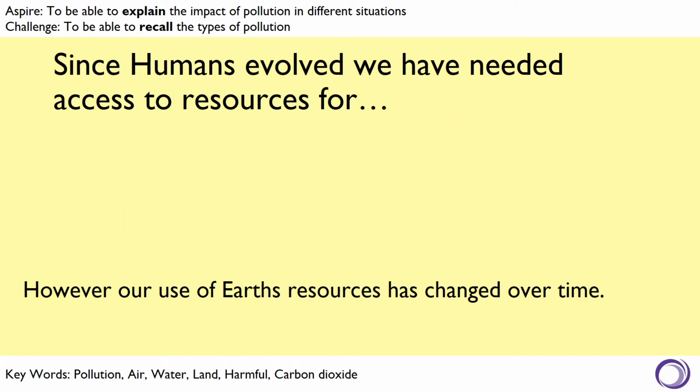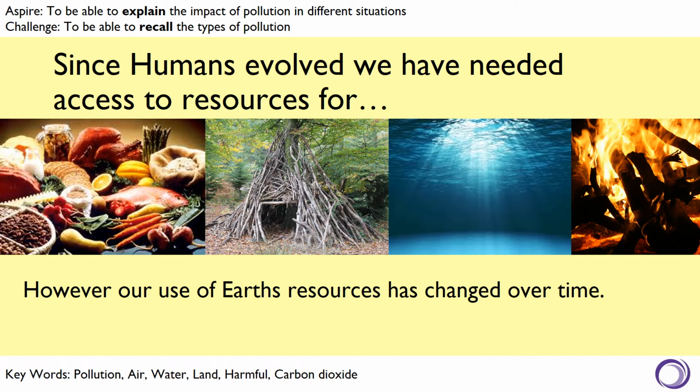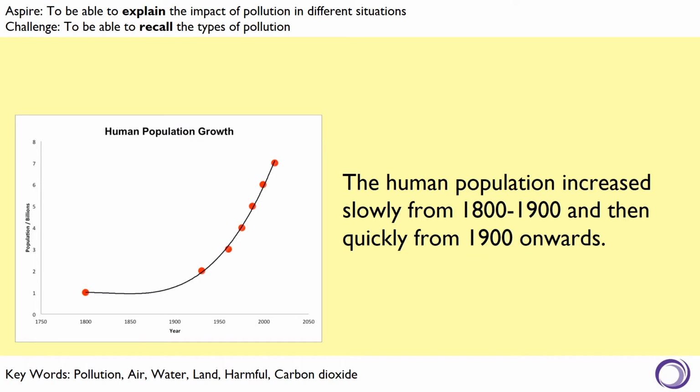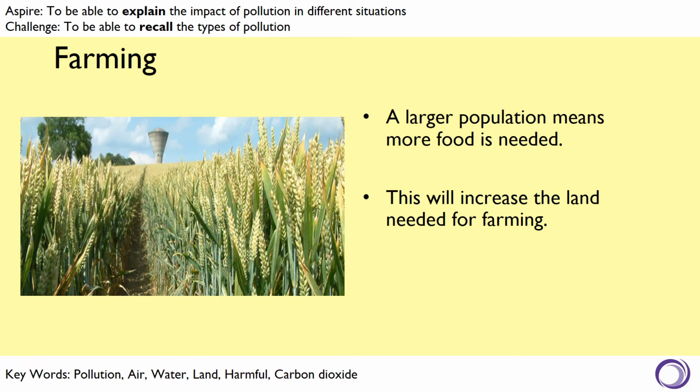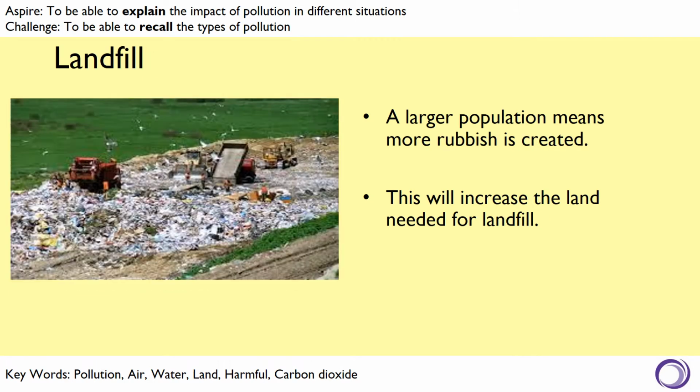Since humans evolved, we have needed access to resources for food, shelter, water, and warmth. And our use of Earth's resources has changed over time. The human population increased slowly from 1800 to 1900, and since then has increased quickly. As we saw in our previous lesson, a larger population means that more food is needed, which means we need more land for farming, we will need more land for shelter, and we will also need more land in order to increase our amount of landfill.